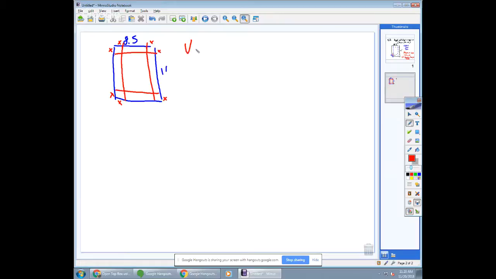So as far as volume goes, volume is length times width times height. Length times width being the area of my base here. That's going to be my base. So let's say the length was 11, but I cut X off each side. So that means it's 11 minus 2X. The width was 8.5, but I cut 2 X's off each side. And the height, well, that's just the X when I fold it up. Okay, so that's the formula right there.